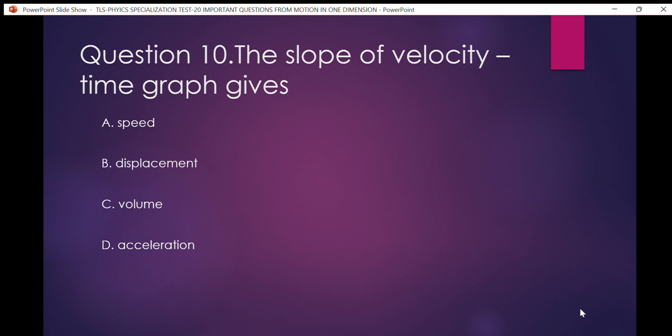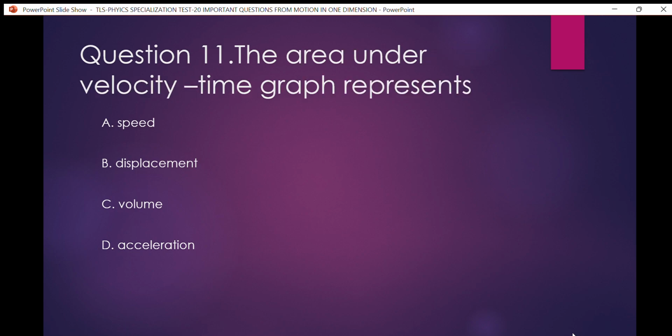All right. So we will go to question number 11. The area under velocity time graph represents what? Okay. So I told you what a velocity time graph is. Velocity is mentioned along y-axis and time is mentioned along x-axis. So the area under velocity time graph represents what? Area is basically length into width. All right. So when you multiply velocity into time, you will get what?